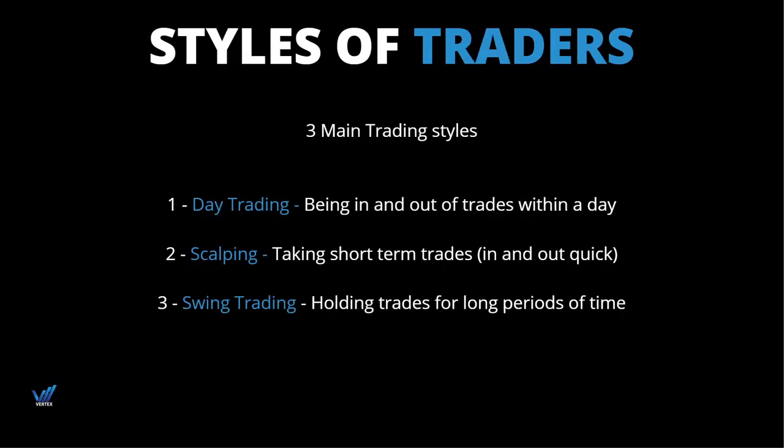There's three main trading styles: day trading, scalping, and swing trading. Day trading being in and out of trades within the day, as it's in the name. Scalping is again in the name, scalping short-term trades, in and out quick. Ideally, you'd be looking for trades between minutes to low hours, maybe 1 or 2 hours. Swing trading, holding trades for long periods of time. This can be hours, days, weeks, potentially even months, depending on the trade.